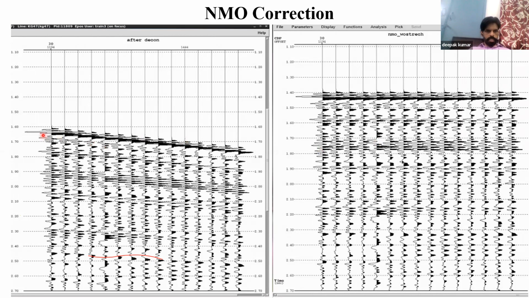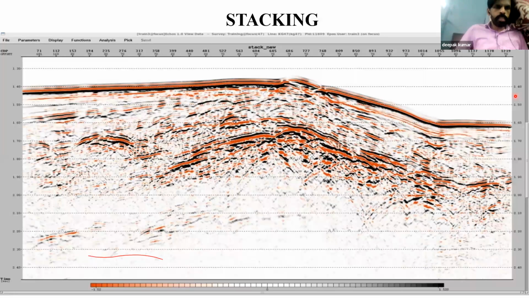See, this is the dipping reflector. Since I have already done the velocity analysis and found the velocity for each reflector, these hyperbolic amplitudes can be brought into one horizontal line, and then stacked to make a stack section, which looks like this. So this is the stack section of that particular area of the KG basin.